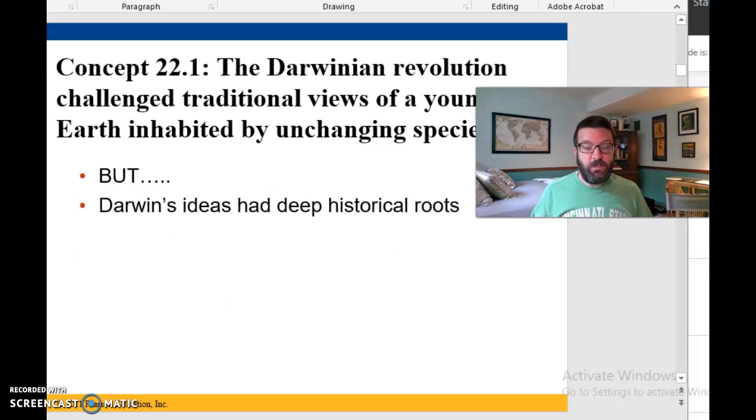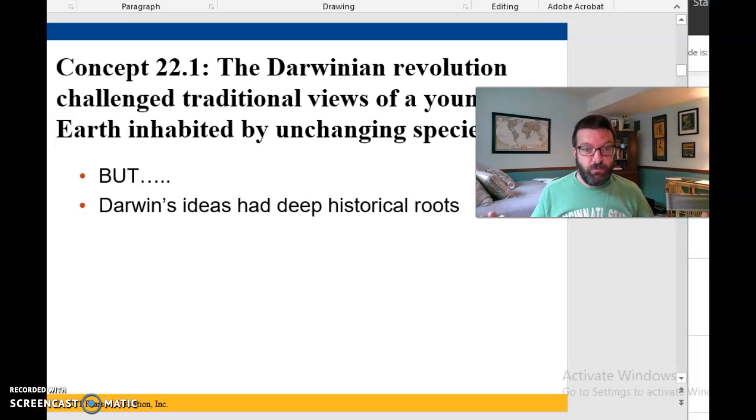Now, Darwin's ideas, as you may well know, were pretty radical. He caused a lot of controversy when he first put them forward. In fact, he waited a long time to actually publish his book because he knew what a firestorm it would be in a world where it was almost universally accepted that species were unchanging and the earth was very young and every species had been made exactly as it is now by God.